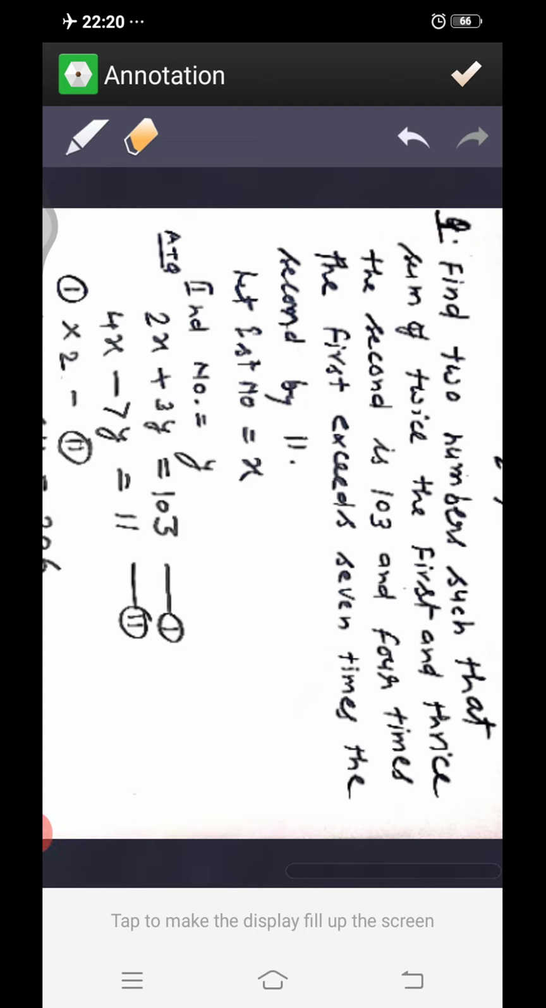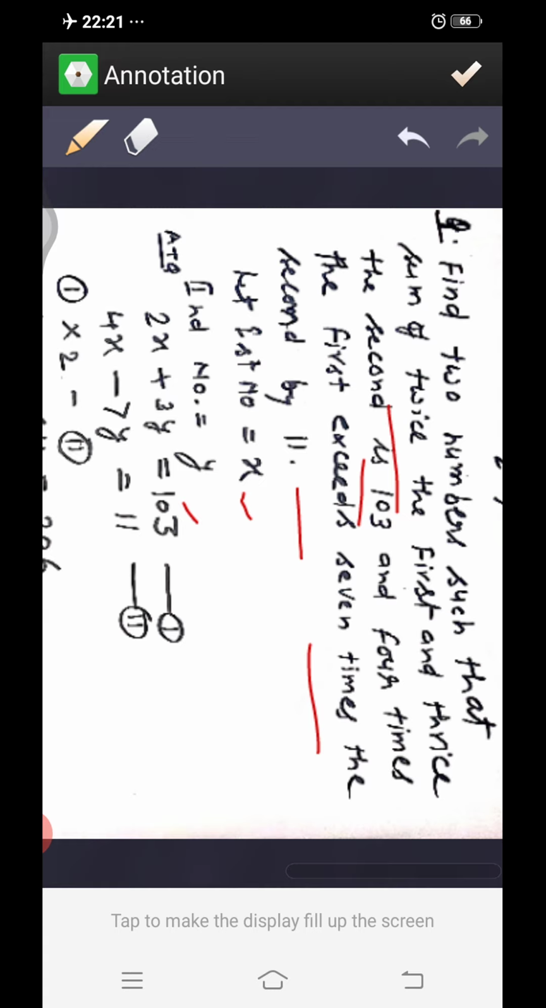Find two numbers such that the sum of twice the first and thrice the second is 103, and 4 times the first exceeds 7 times the second by 11. So first of all, let us see. Let the first number equal x and the second number equal y.